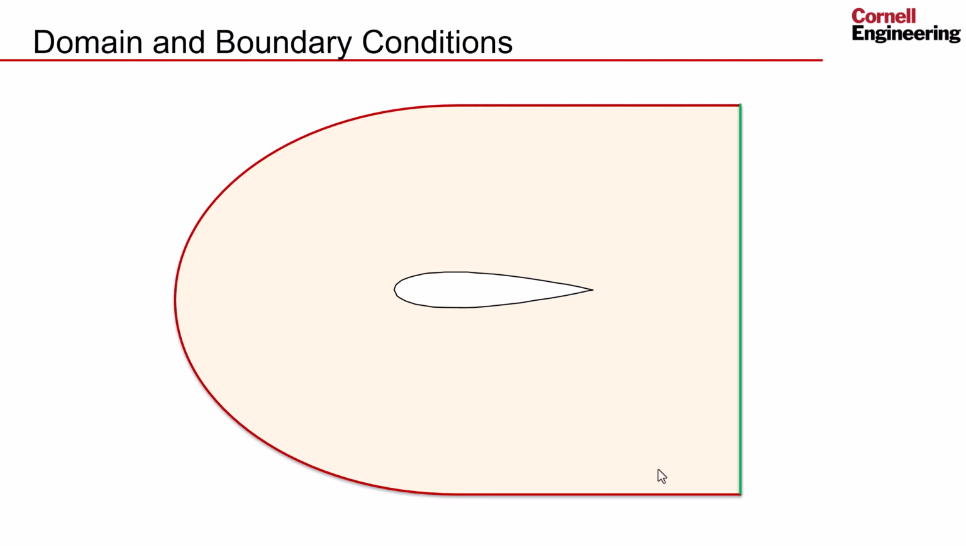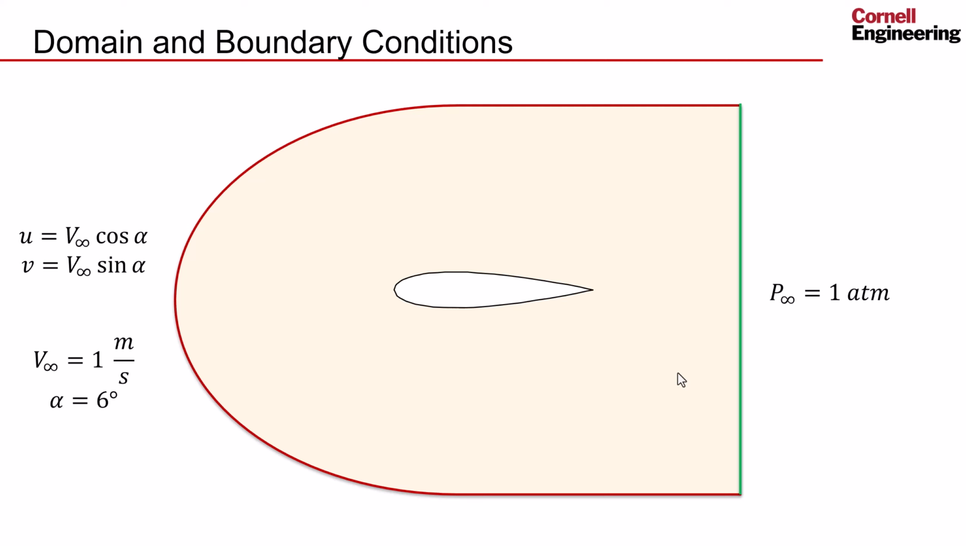The boundary highlighted in red will be our inlet. We will specify u and v velocity components at these regions. Using the free stream velocity and the angle of attack, we can find these components using trigonometry to produce the desired flow direction. The green line at the back of the domain will be the outlet. Here, we will specify the pressure to be the free stream value of 1 atmosphere.